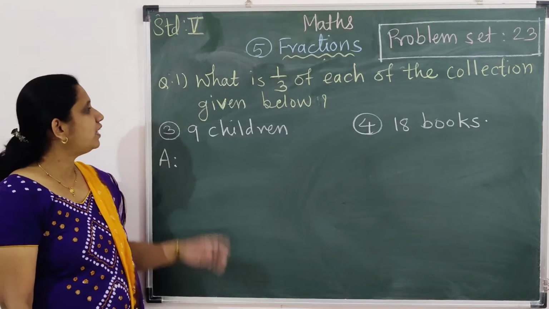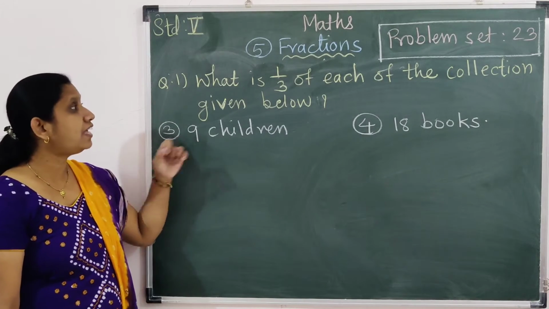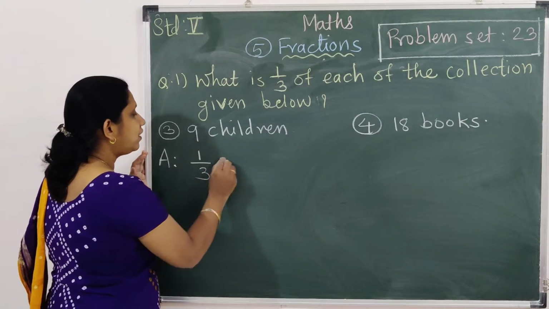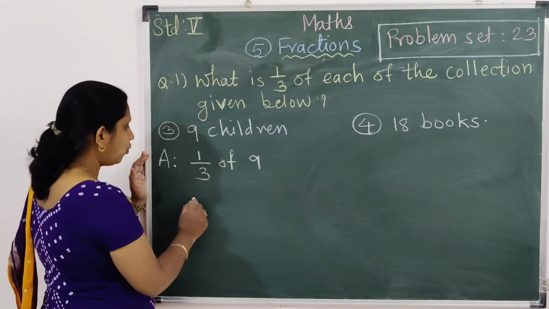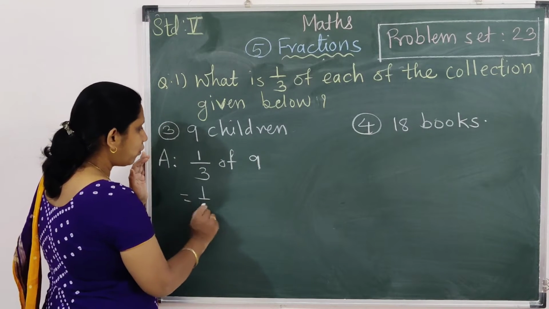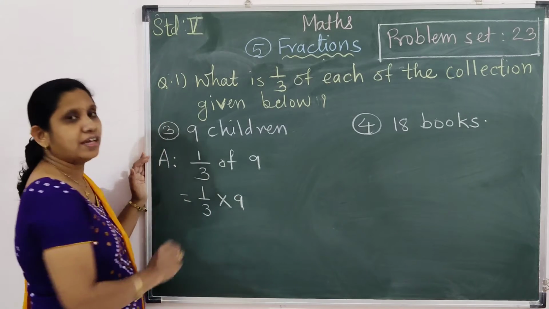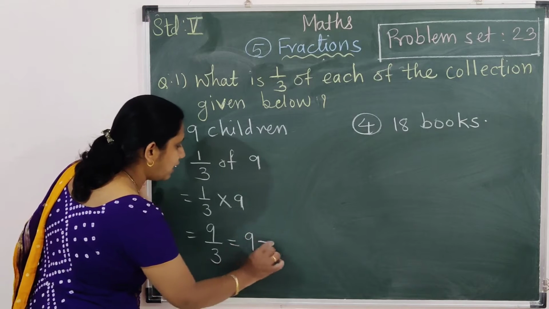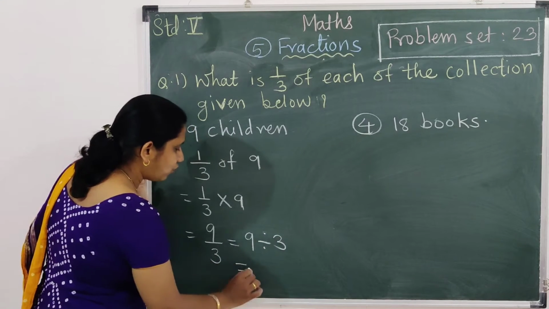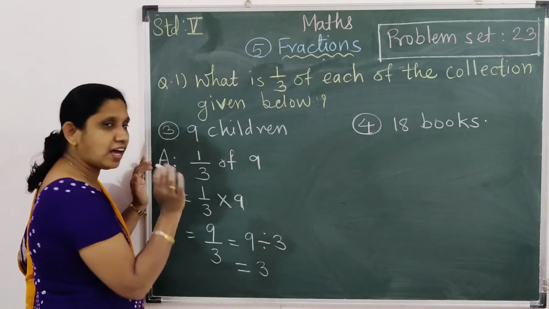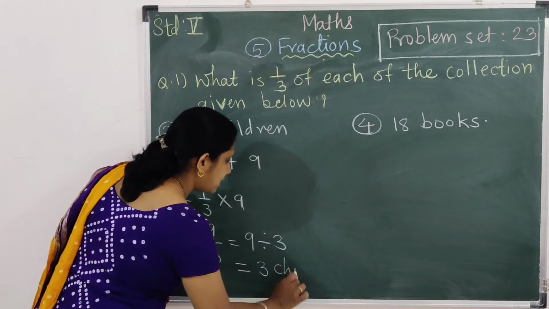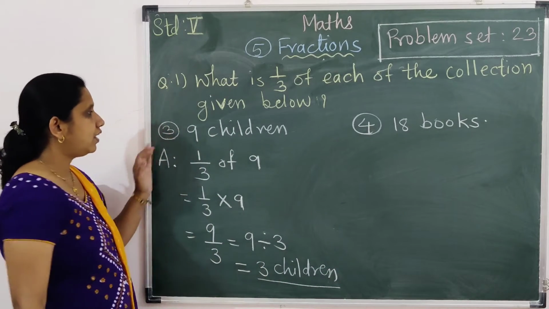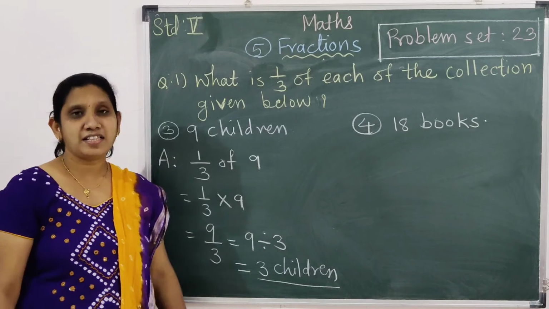Okay, so this is your answer. Alright. Let's solve the third example. The collection is of 9 children. So we have to find 1/3 of 9. As I told you, it will be 1 upon 3 into 9. Means 9 upon 3. That is equal to 9 divided by 3. And what is our answer? 3 3s are 9. So 3 children. This is your answer. So the 1/3 collection of 9 children is 3 children.